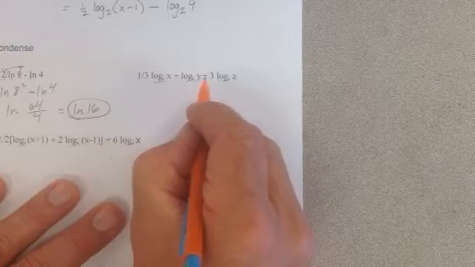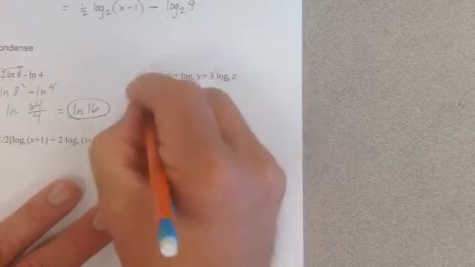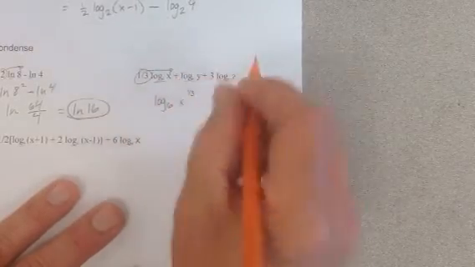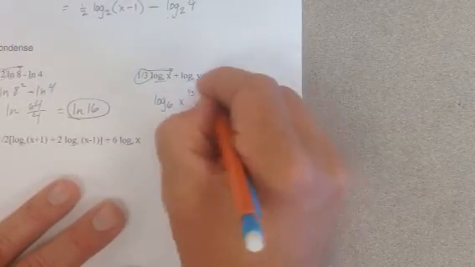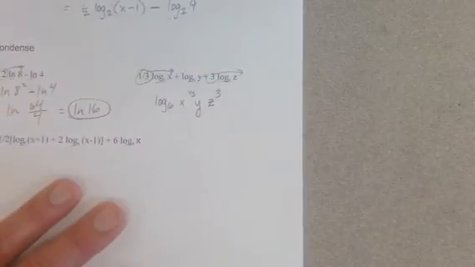All right, I see a bunch of pluses, so I'm going to write it as multiplication. It'll be log base 6 of x to the 1/3 power, y, z to the 3rd power.